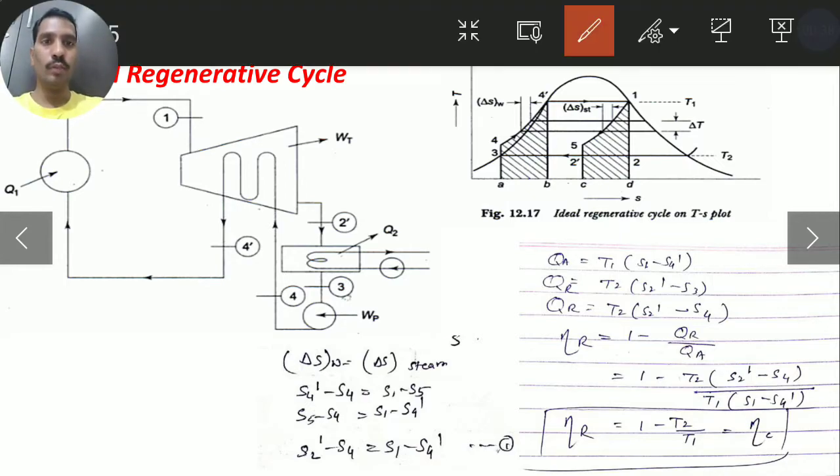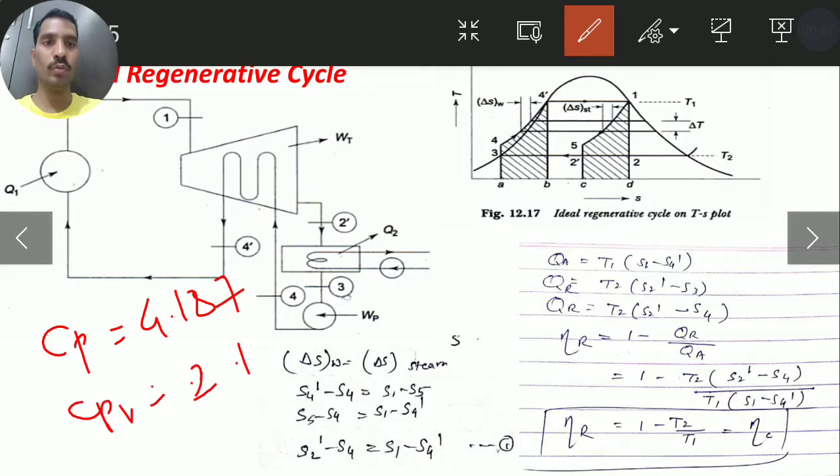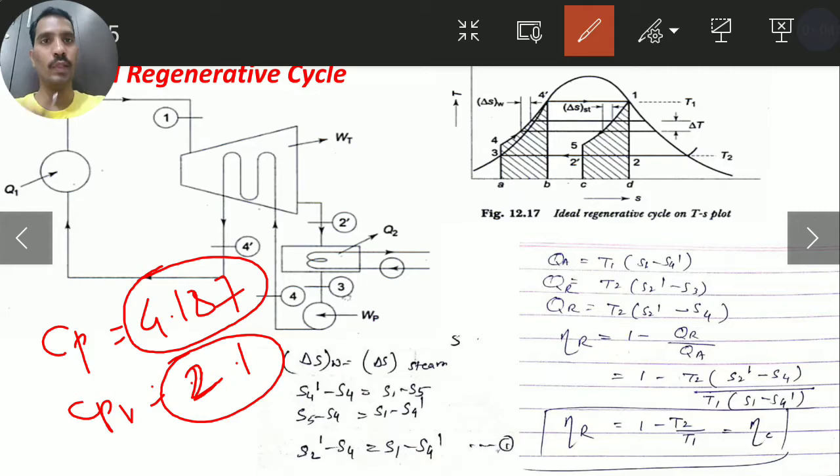If you see the specific heat of water, which is about 4.187, and the specific heat of vapor, which is about 2.1 kilojoule per kg Kelvin. So for raising the temperature of 1 kg of water by 1 degree Celsius, about 4000 joule energy is required, and for the steam only 2000 joule of heat is required for raising the temperature by 1 degree Celsius. It is economical to increase the temperature of steam as compared to water. Water takes more heat to raise its temperature. Therefore, it is preferred to add more heat at a higher temperature. Okay, and a similar concept is used in the reheat Rankine cycle.